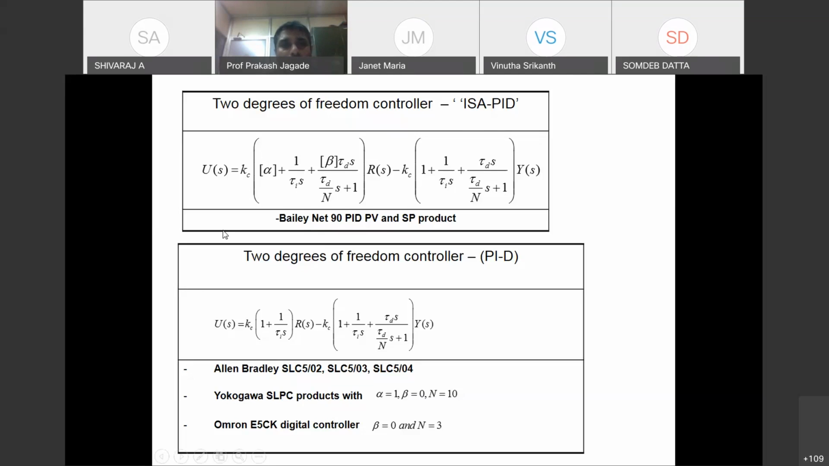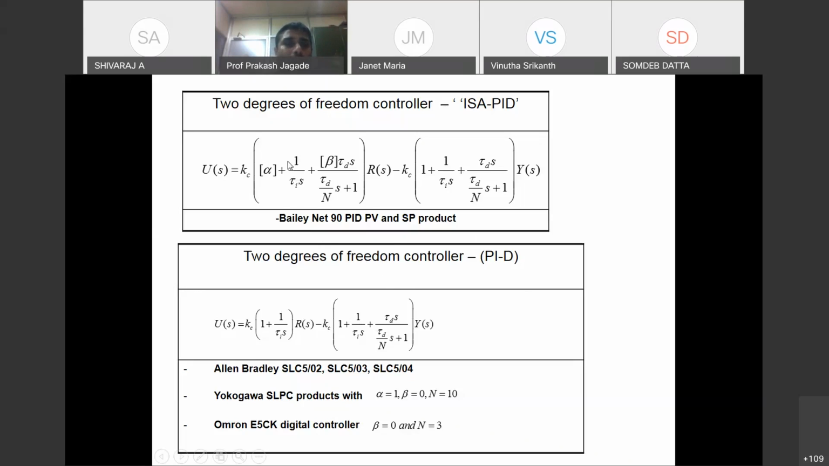And in the second table, I have the 2 degrees of freedom again, and a variant of the 2 degrees of freedom PID controller has been presented, and that has been named as PI-D. How to interpret this acronym PI-D? Let me explain. The PI, proportional integral action, is based on error, and derivative action is based on process variable, or derivative based on measurement. The transfer function associated with this is presented in the second table, the second row.